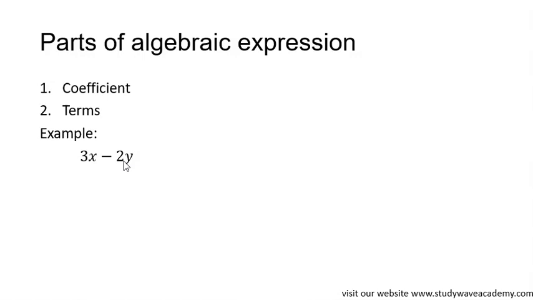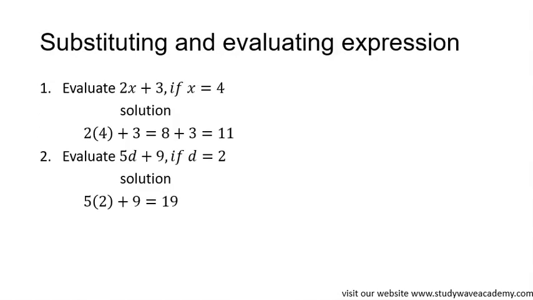So these are parts of algebraic expression, okay? Coefficients and terms. Coefficients are the numeric factors. And terms are like this example we gave, 3x minus 2y. 3x and minus 2y are terms, okay? So next we are going to be looking at substituting and evaluating expression.